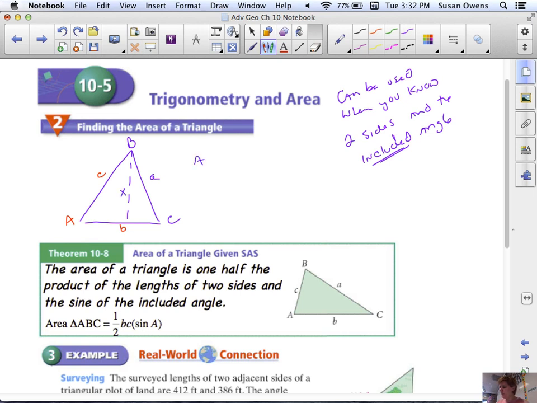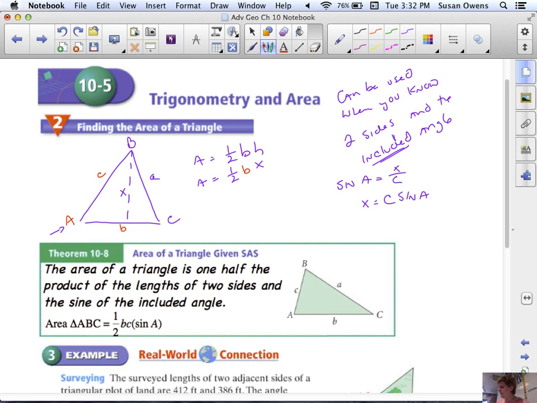So the area of any triangle is 1/2 the base times the height. And if I substitute, the base is just little side B, and the height is x. So I'm going to come over here and solve for x in terms of the other variables. And if I'm given A and C as the hypotenuse, x is a side that's opposite, so I can use sine. And the sine of A is going to be x over C. And if I solve that for x, x is just C times the sine of A.